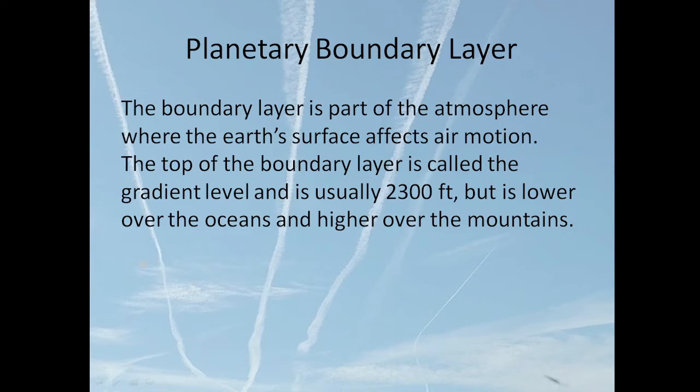So the top of that boundary layer is around 2,300 feet. Well, if you're in the mountains, obviously if the mountain goes over 2,300 feet, the top of the boundary layer is much higher. The gradient level is where there's no friction. So once you hit that level where there's no friction affecting that airflow, then you've reached the gradient level.